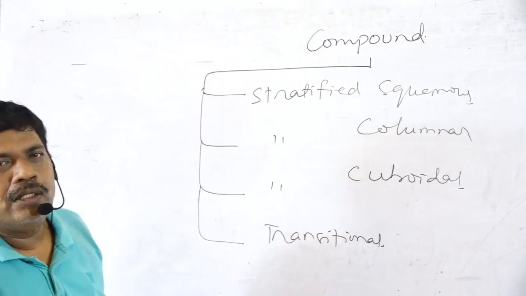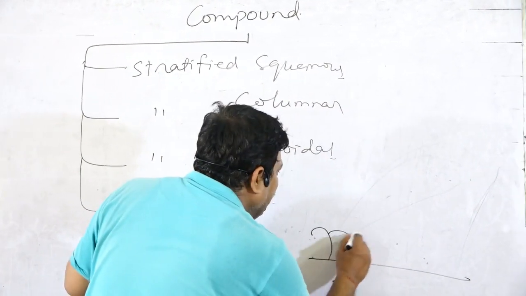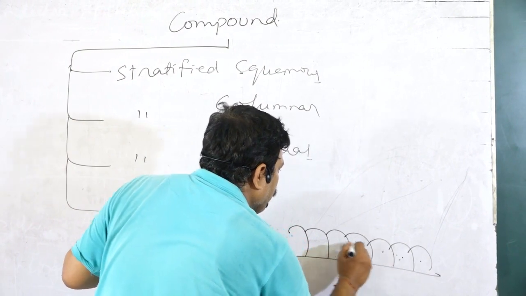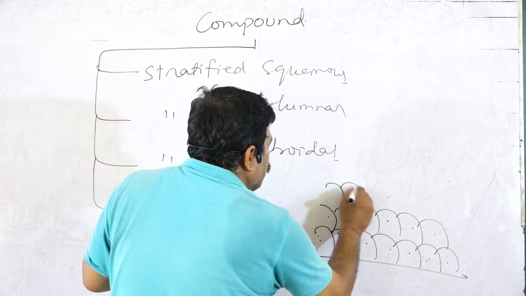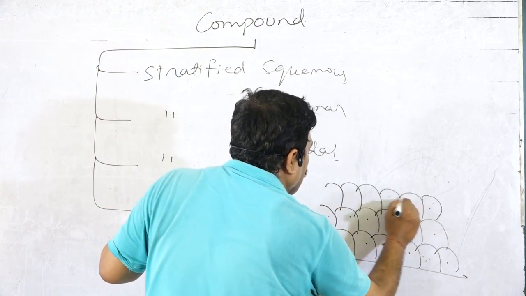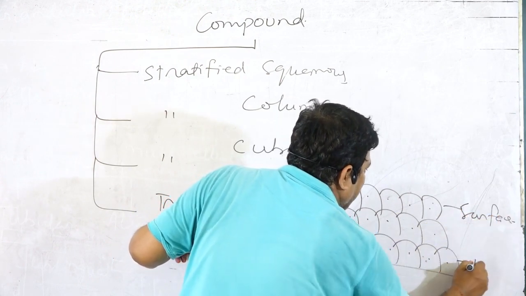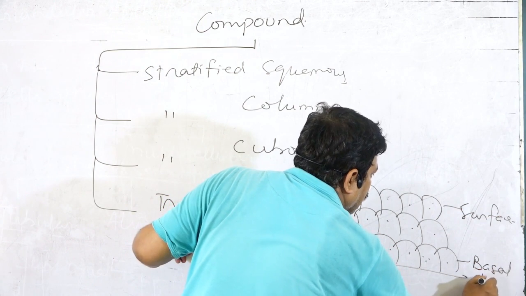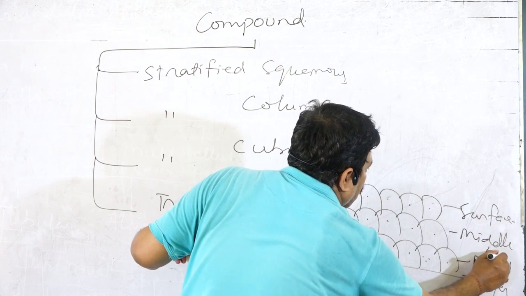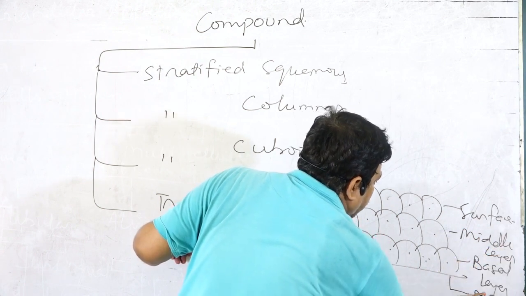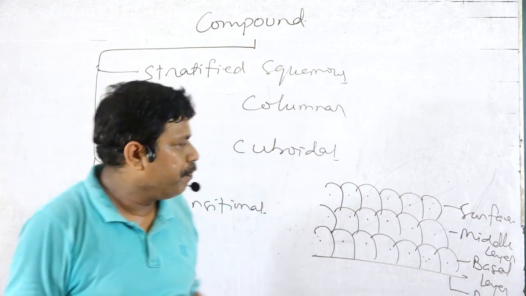We have already told you that when the cells are arranged in many layers, there is one surface layer. This is surface layer, this is basal layer, and this is middle layer, and this is basement membrane. Only the cells of basal layer rest upon the basement membrane.